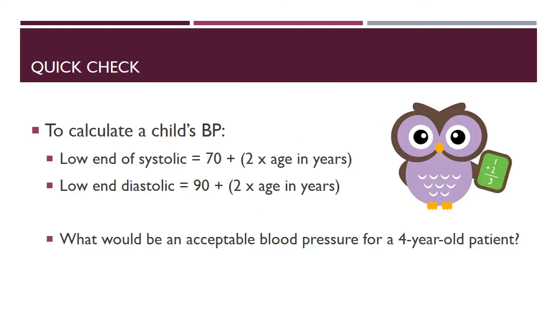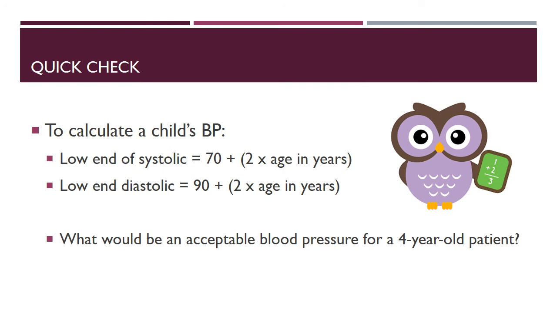I do want you to know how to calculate a child's blood pressure. What this is going to give you is the low end of a systolic and the low end of a diastolic. You may not necessarily know a range, but if you know this, you know anything above that is appropriate for that child. Of course, if it's sky high, that's an issue, but if you're wondering whether it's too low, this is a great way to know.